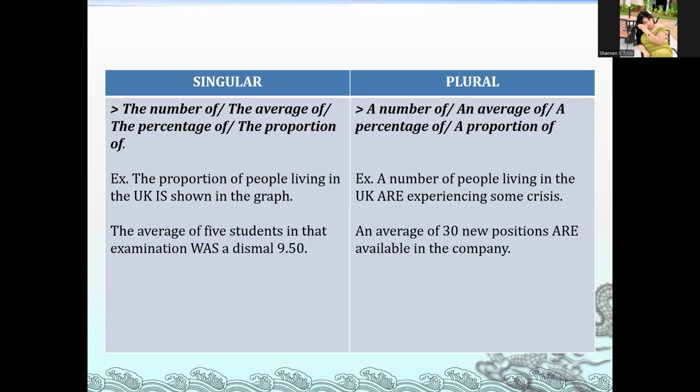Nag-reply siya. Si Sir Kevin. Sabi niya, ang pa-plastic niyo daw.